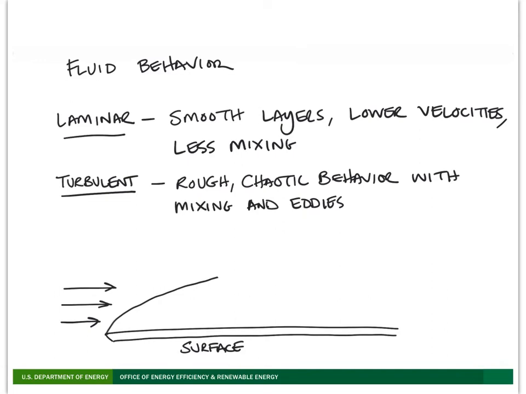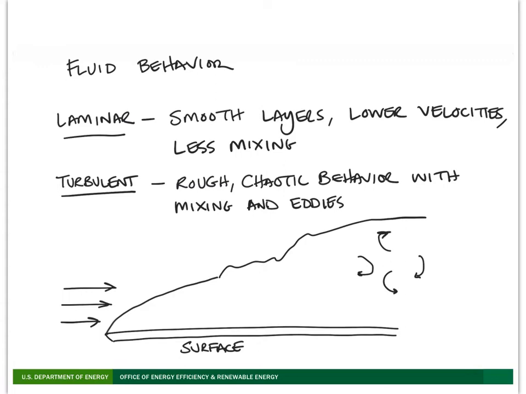The other type of behavior that we will talk about is turbulent. Turbulent behavior is much more chaotic. It tends to include a lot of mixing and a lot of fluid motion as eddies. So we oftentimes draw turbulent flow as rougher with lots of swirling behavior.